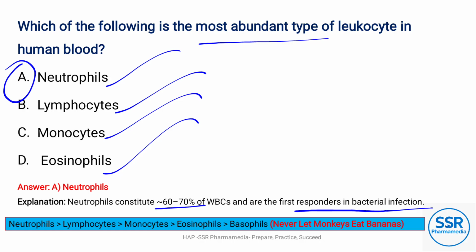So you see the order: never let monkeys eat bananas. Neutrophil, lymphocytes, monocytes, eosinophil and basophil. This is the order.